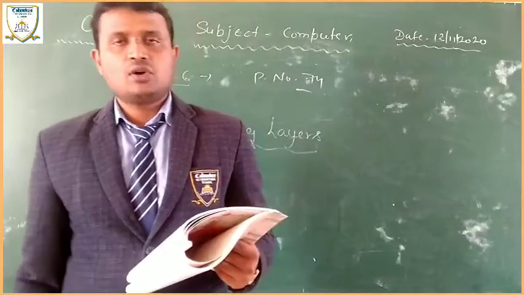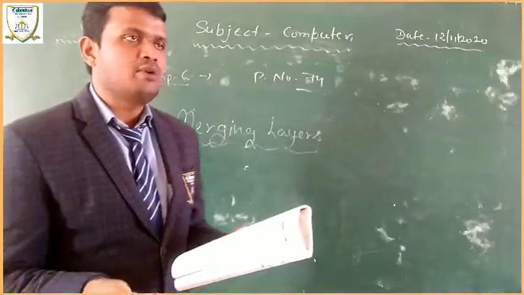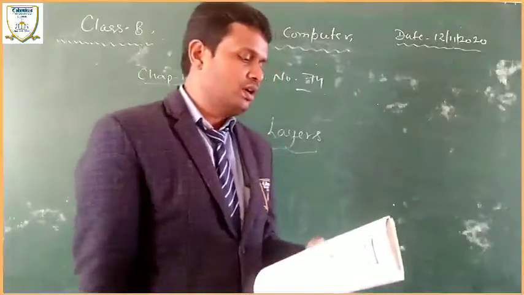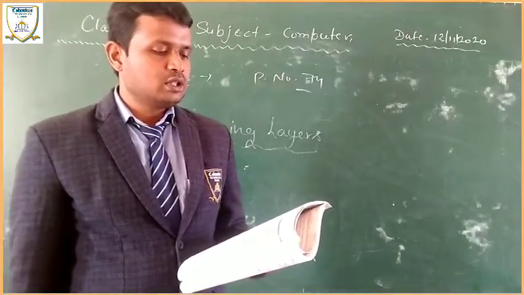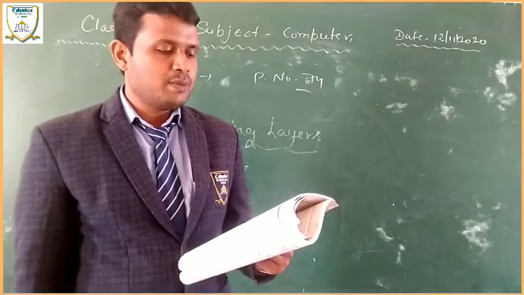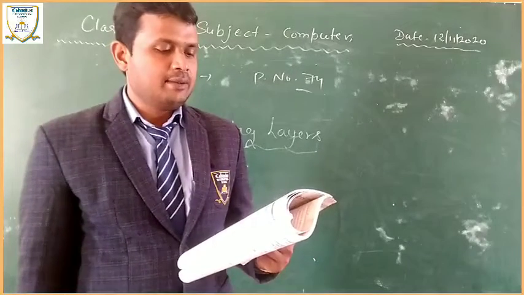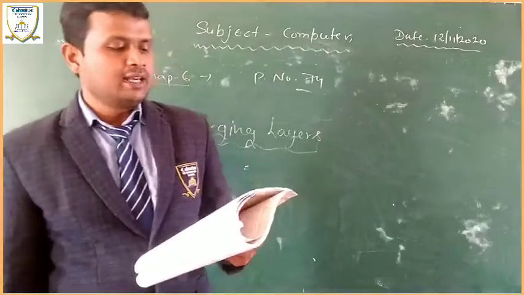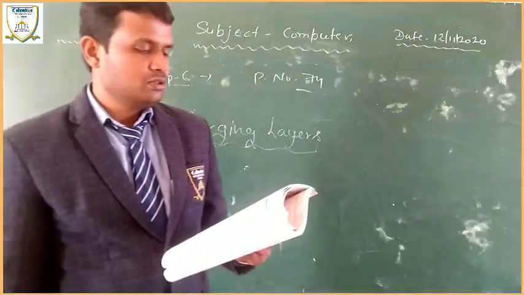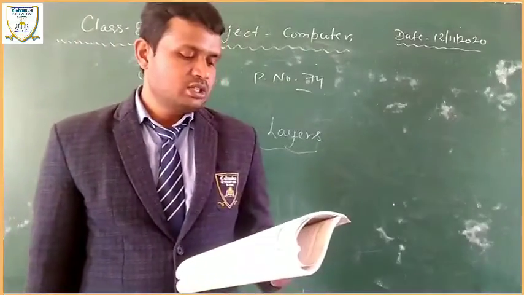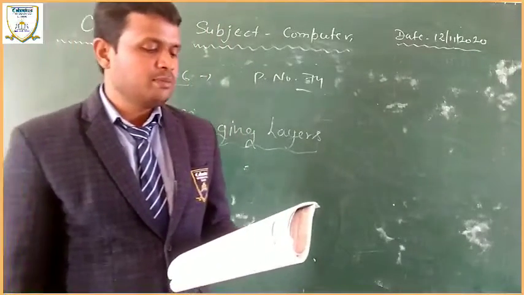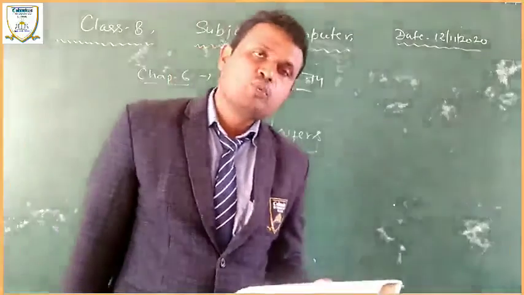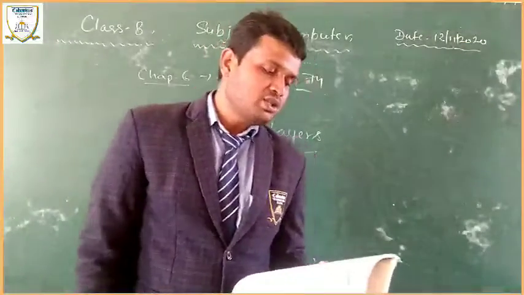Either layer 1 should be above layer 5, or layer 5 should be above layer 1. Now, after arranging the two layers, click on the top layer, select the layer tab, go into the layer tab and click on merge down. Okay, when you click on merge down, the top layer will be merged into the bottom one. The upper layer will merge with the lower layer.